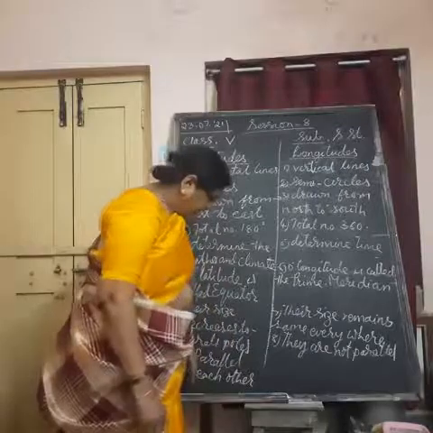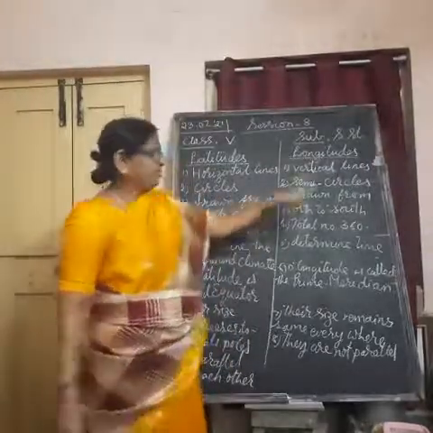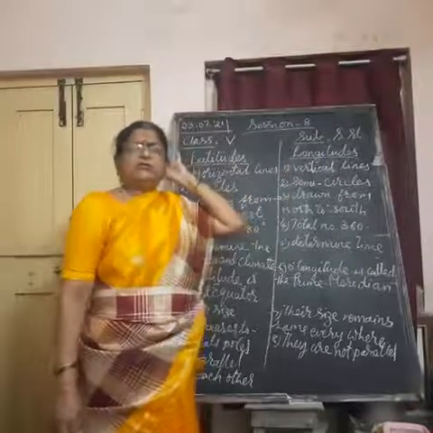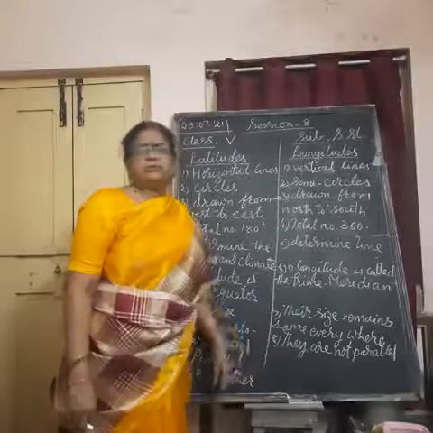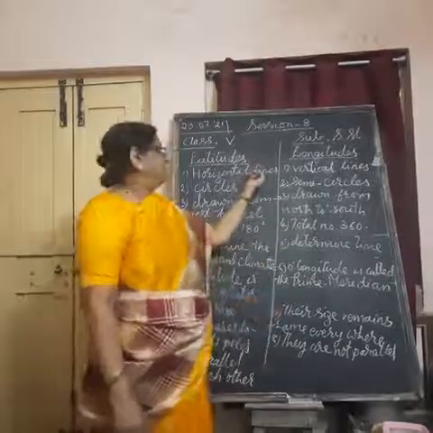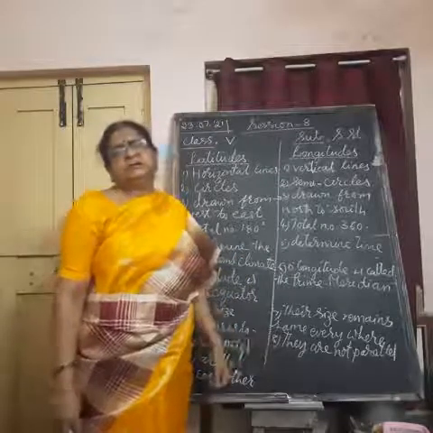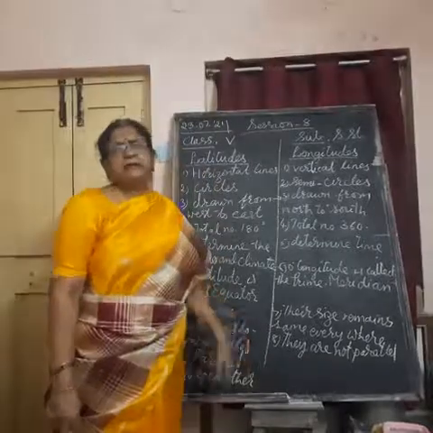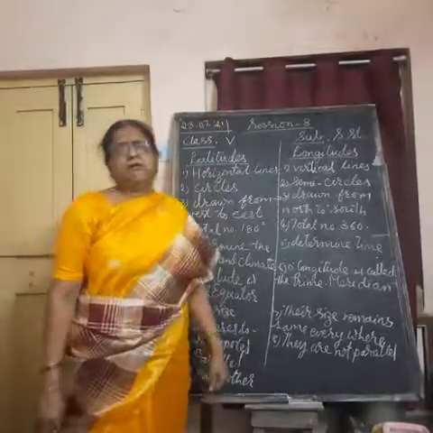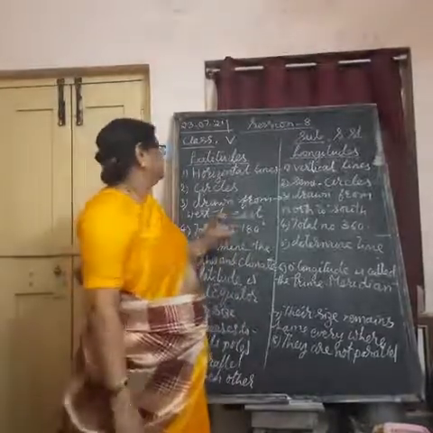Then latitudes are parallel lines. There is an equal gap all through. They never cross each other. Whereas longitudes are not parallel. At the top the gap is less, in the middle the gap is more, and again it becomes less at the bottom. These are the differences between latitudes and longitudes.